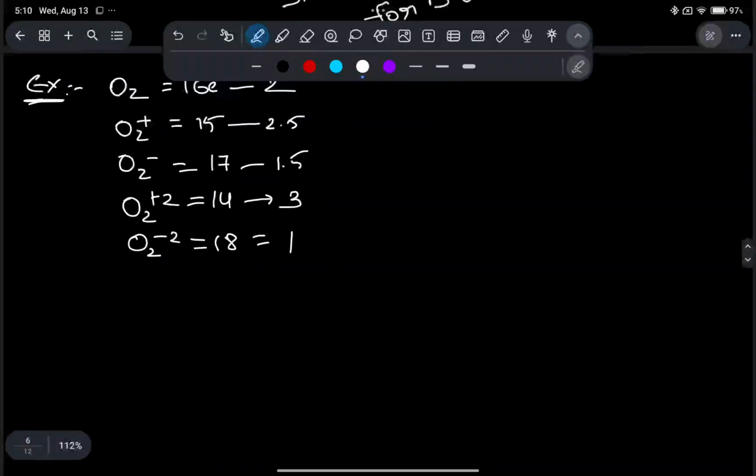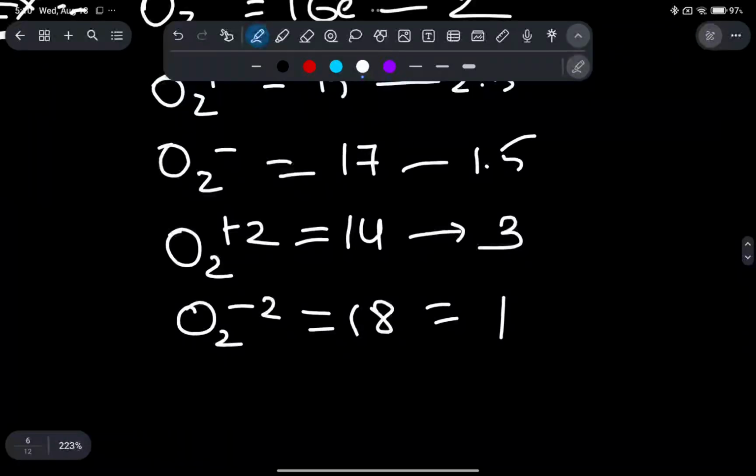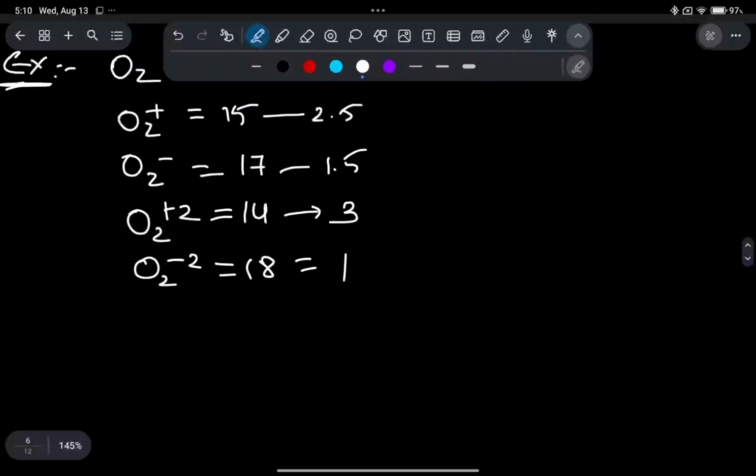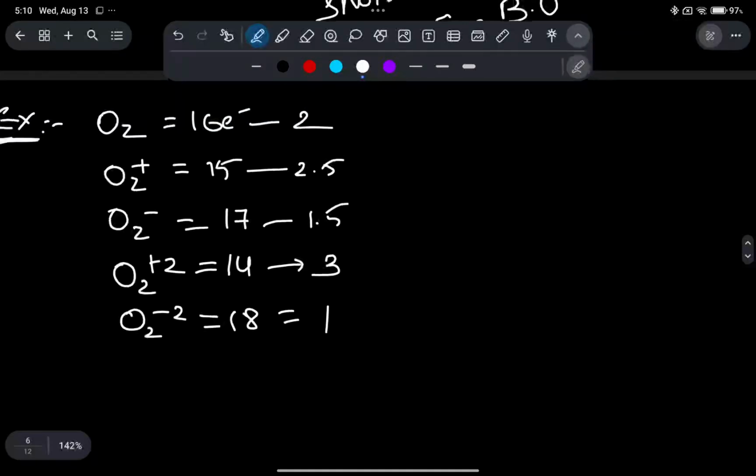So if you know the value of 14 means 3, then you can check 13, 12. 13 means 2.5, 12 means 2. So directly you no need to calculate the bonding and anti-bonding and varying configurations and calculate how many number of bonding electrons, how many number of anti-bonding electrons.